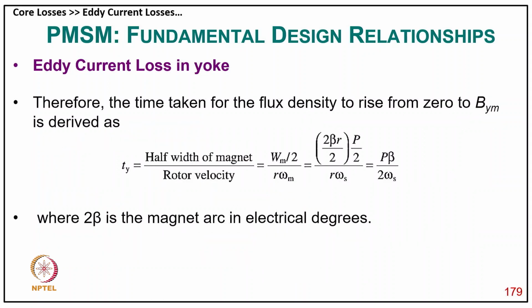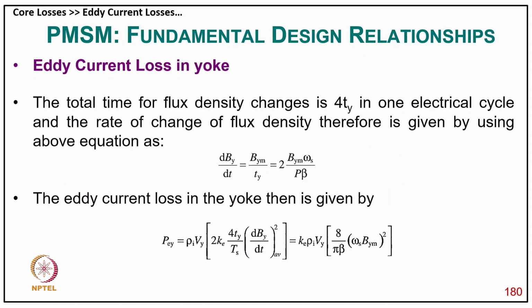So, the time taken for the flux density to rise from 0 to Bym is derived as Ty equal to half the width of the magnet divided by the rotor velocity, or Wm by 2 divided by r omega_m, equal to 2 beta r by 2 divided by r omega, equal to beta upon 2 omega_s. The 2 beta is the magnet arc in electrical degrees. Now, the total time for flux density changes is 4 Ty in 1 electrical cycle, and the rate of change of flux density is therefore given, using the above equation, as dB by dt equal to Bym upon Ty, or equal to 2 Bym omega_s upon beta.